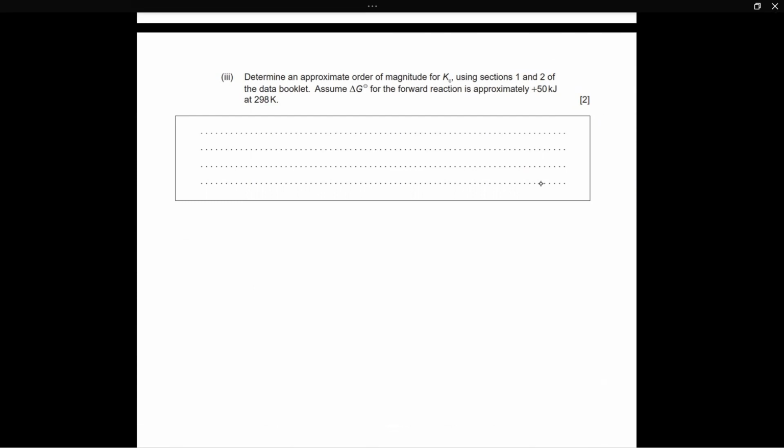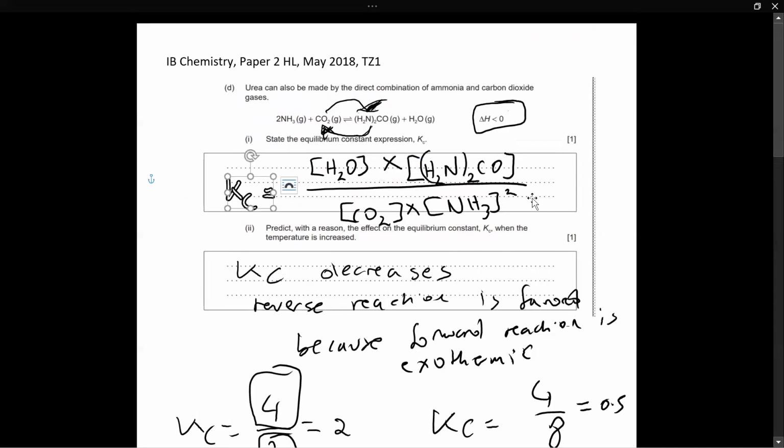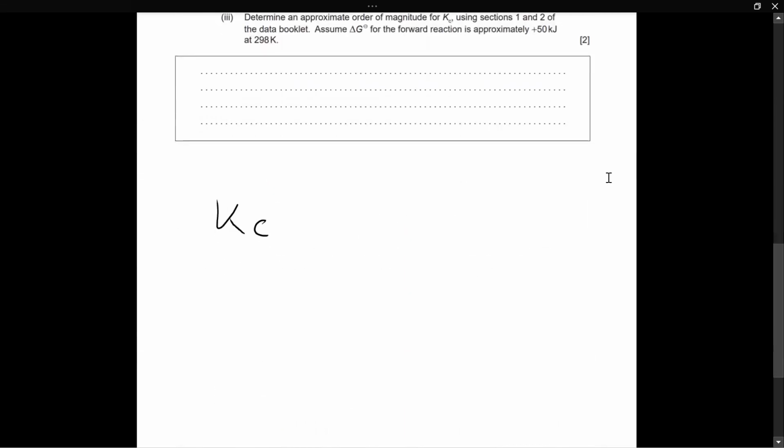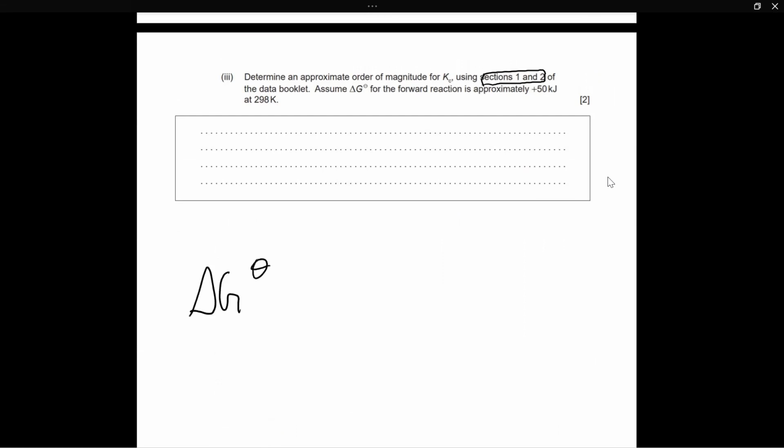Basically, they're asking us to calculate what Kc is. Well, how are we going to do that? We have no idea what the concentrations are, right? Because according to this, to calculate Kc, we need the concentrations of H2O, urea, carbon dioxide and NH3, and we have no idea what those are. So how do we calculate Kc? Well, there is actually another way to calculate Kc. And the hint should be from using section 1 and 2. Now, if you flip to section 1 and 2 of your data booklet, you're going to see this formula to calculate delta G.